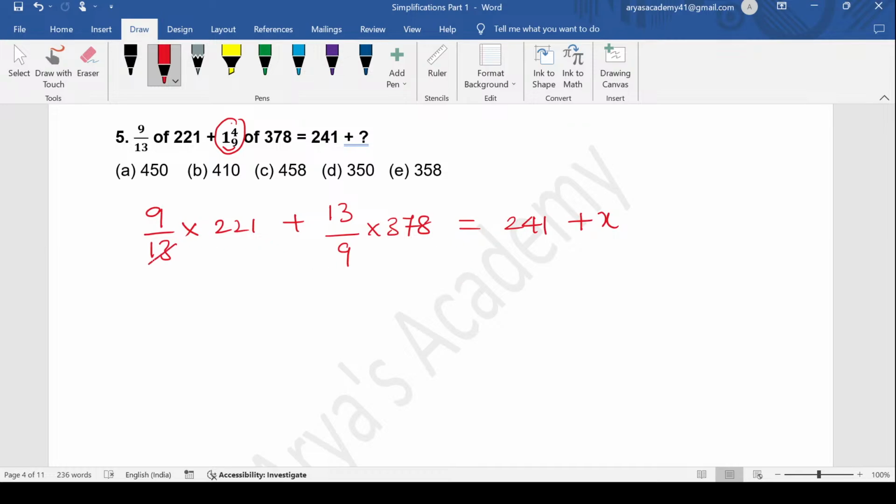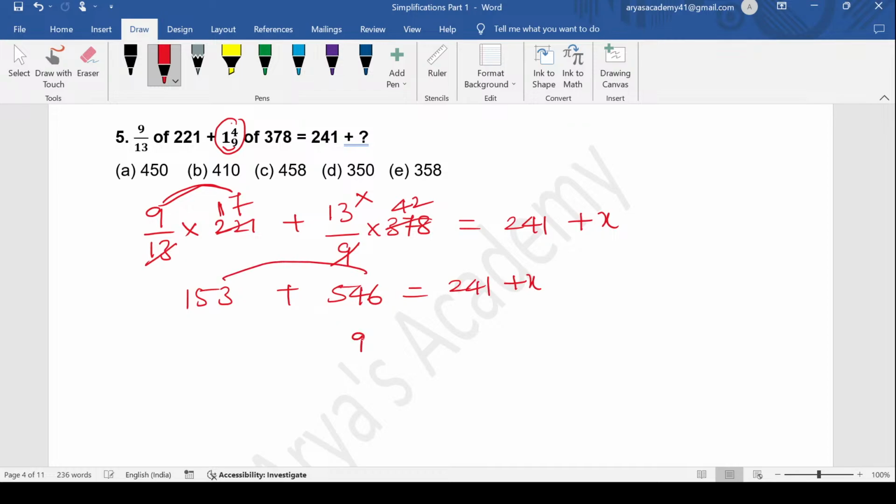Okay, so go for cancellation. 13 ones are 13. If you subtract 13 from 22, you will be left with 9, and 13 sevens are 91. So finally we are left with 17 nines. 17 nines are how much? 153. Plus, now again you go for division. 9 fours are 36, 9 twos are 18. 13 into 42: 13 twos are 26, 13 fours are 52, so 546. That is equal to 241 plus x. If you add them, 6 plus 3 is 9, 4 plus 5 is 9, 5 plus 1 is 6, so 699. That is equal to 241 plus x.